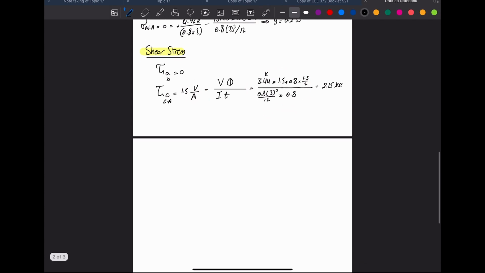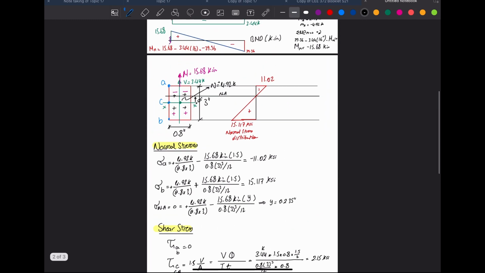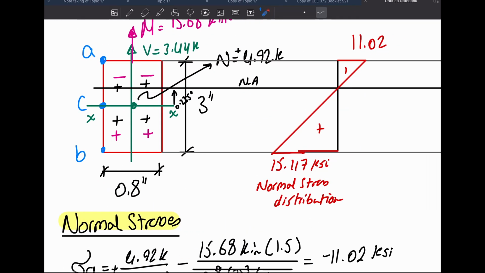Lastly, I want you to calculate tau at the neutral axis, because I have a point here which tells you that the maximum shear stress happens at the centroid, not at the neutral axis. So where is the neutral axis? Here. I want to find the shear at this line. I'm going to calculate the remaining distance. I found that this distance is 0.235, so I'm going to say 1.5 minus 0.235, and I'm getting 1.265.